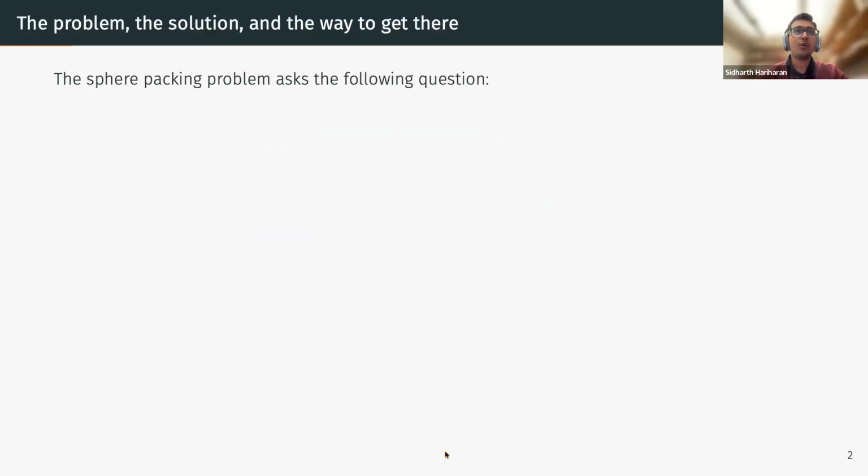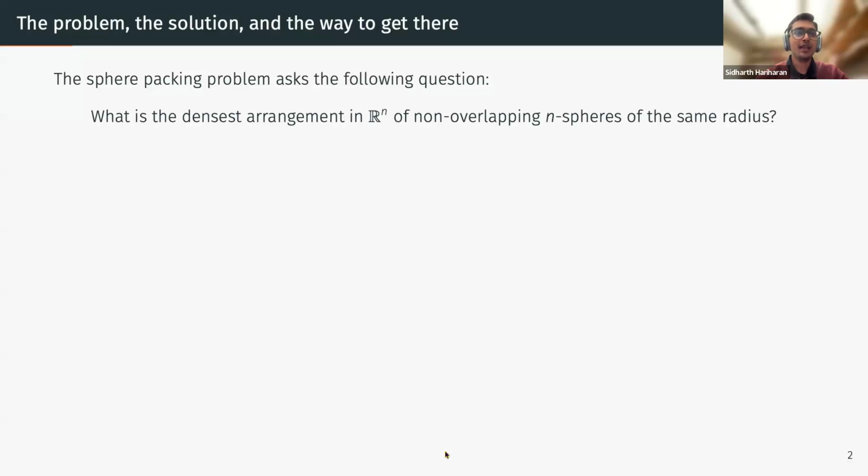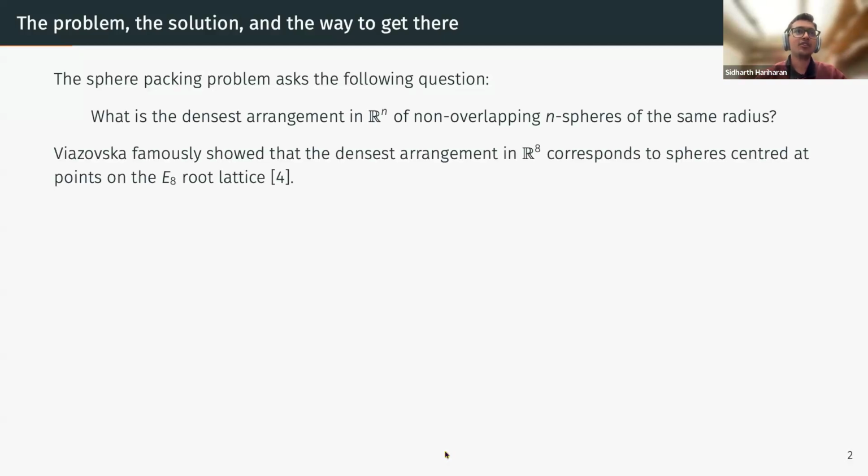I'm sure you're all aware of what the sphere packing problem is, but nonetheless, it asks the question of how we can most densely pack R^n with non-overlapping n-spheres of the same radius. And Viazovska showed in 2017 that the densest arrangement in R^8 corresponds to spheres where the centers lie on points on the E8 root lattice.